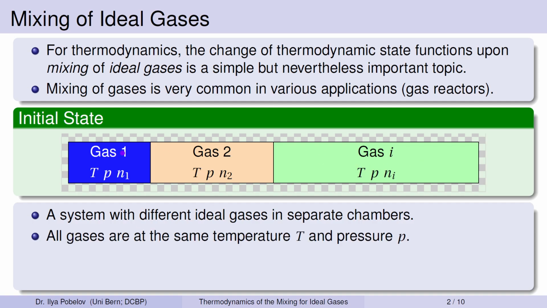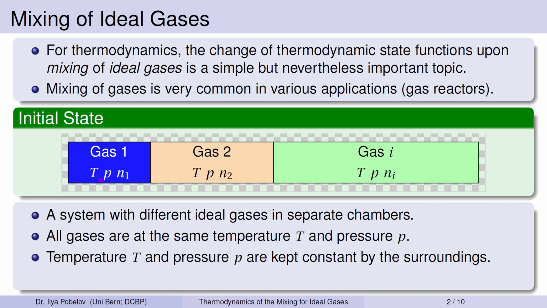They are all at the same temperature T and pressure P, both kept constant by the surroundings. Each chamber contains a specific amount of pure gas, all subjected to the same external pressure, which causes their volumes to differ. This is our initial state.